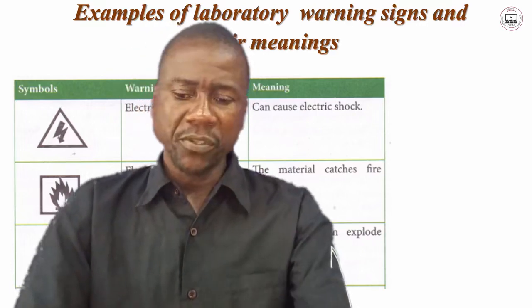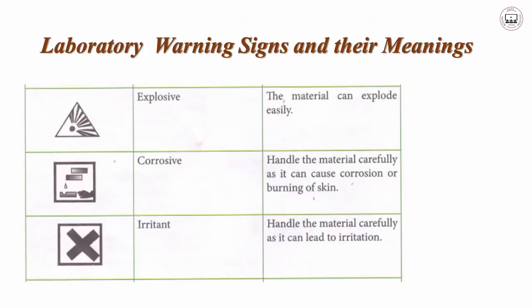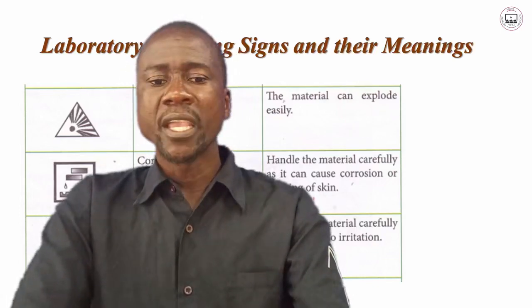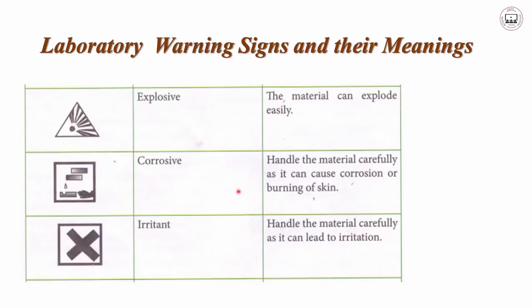Not only these symbols, we also have other symbols like the corrosive symbol. This is another type of sign that you might find in the laboratory. The meaning of this symbol is that the material you are handling, you should handle it carefully, as it can cause corrosion or a burning of the skin. So this is a corrosive symbol.